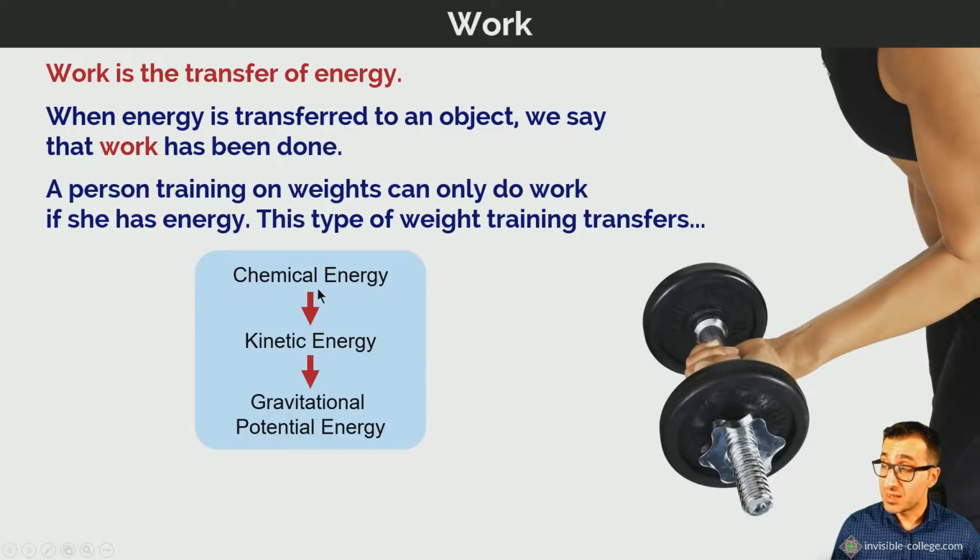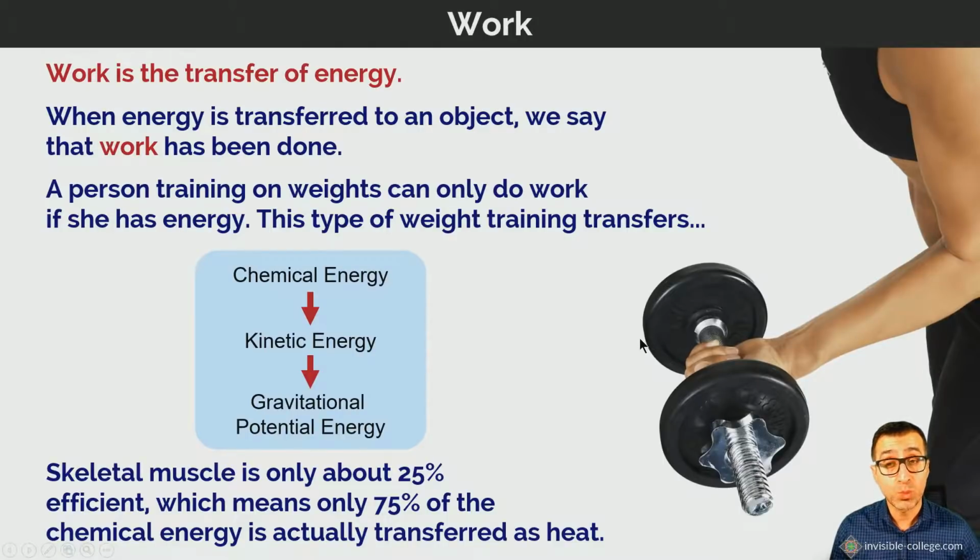Now, this is not to say that these are the only energy transfers taking place. Some of the energy that you started with in your muscles ultimately is transferred in less useful ways. So skeletal muscle, even highly trained skeletal muscle in athletes, is only about 25% efficient, which means 75% of the total energy that you start with in your muscles gets radiated away into the surroundings as heat energy, and only 25% of the energy that you started with actually gets usefully transferred as kinetic energy when you move.